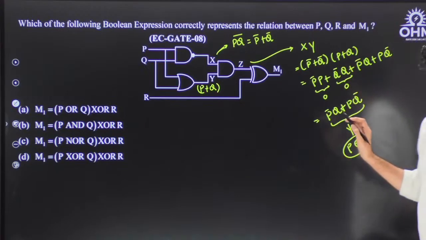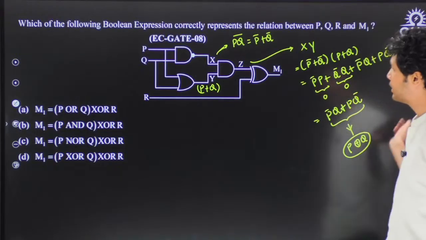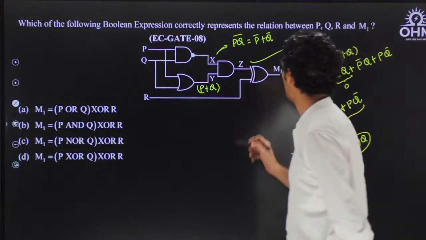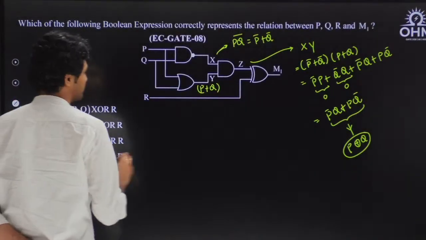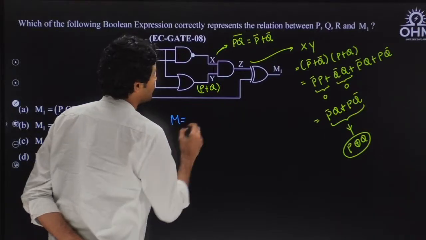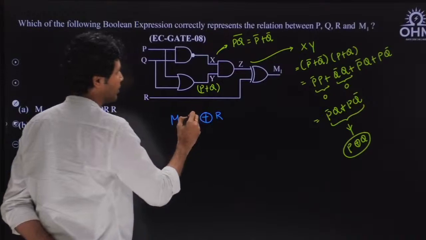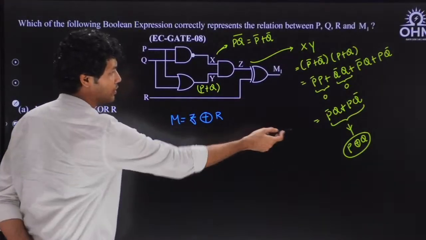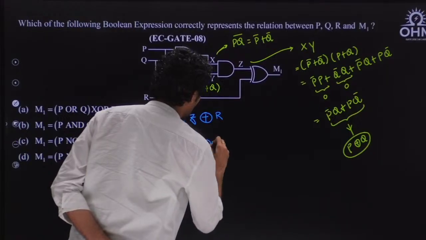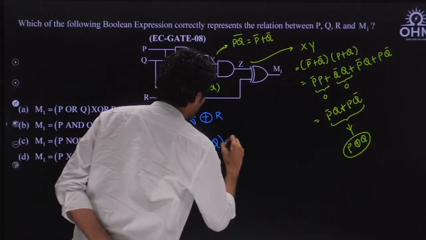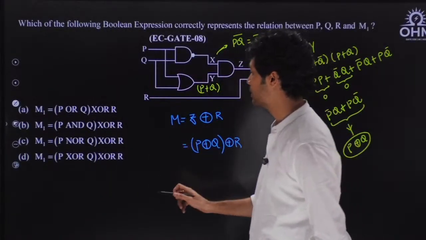This is in the form of XOR logic, A bar B plus AB bar, right? And now you are XORing that with respect to R. Okay, and finally, what is the answer now? M becomes equal to Z XOR with R. But what is Z equal to? Z is equal to P XOR Q. So this becomes P XOR Q, XOR R. So this is the answer. If you look at the options, the answer is nothing but D.